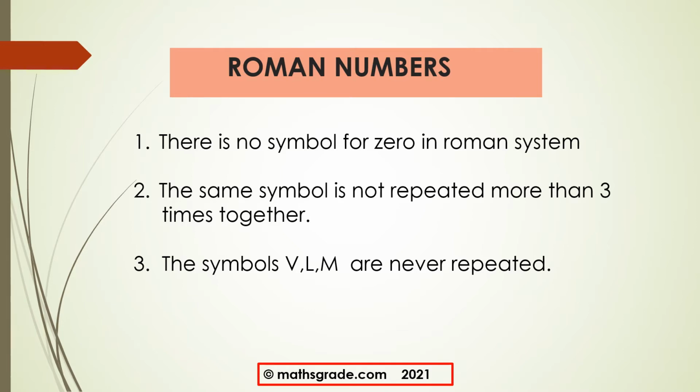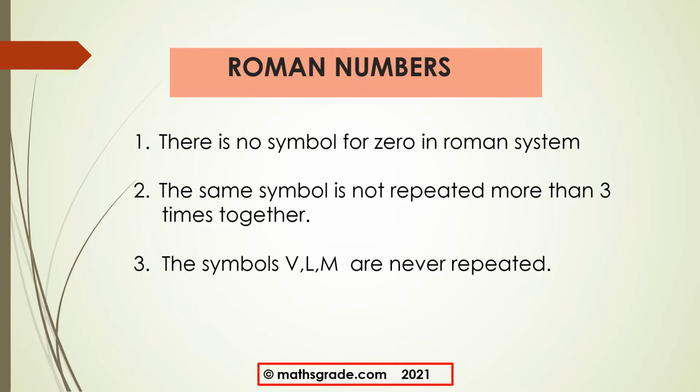And the same symbol is not repeated more than 3 times. XXX means 30, but XXXX, 4 times, is not allowed. V can never be repeated. And L also can never be repeated. Only the symbols V, L and M are never repeated. Other symbols are repeated but not more than 3 times.